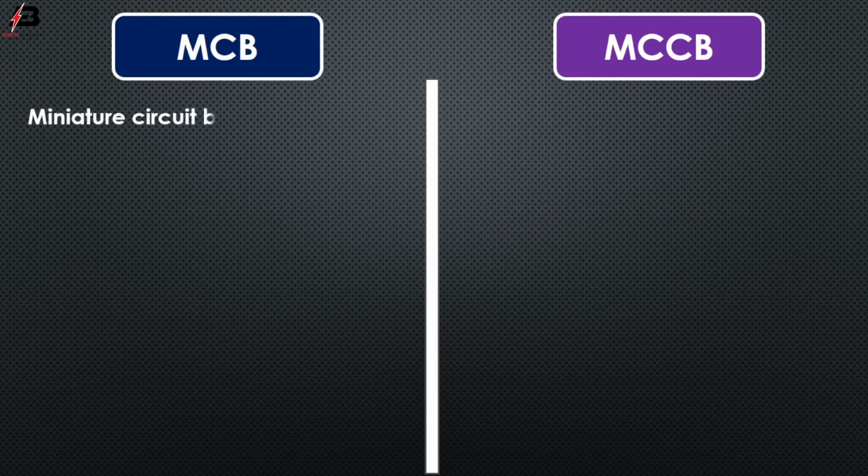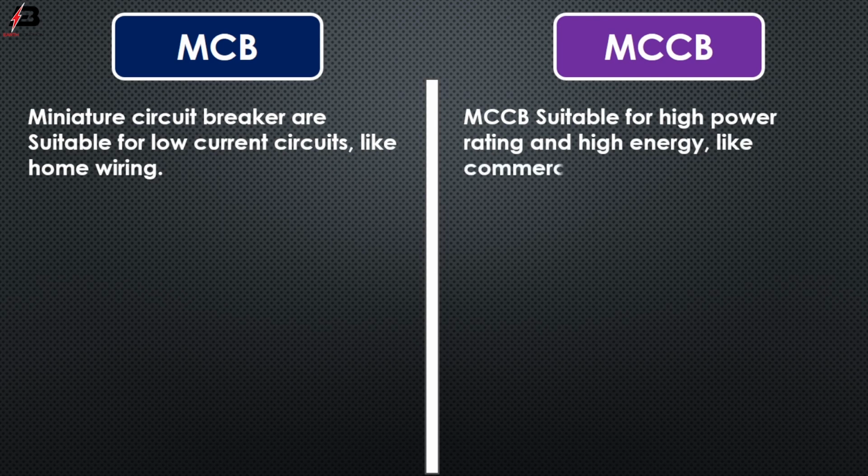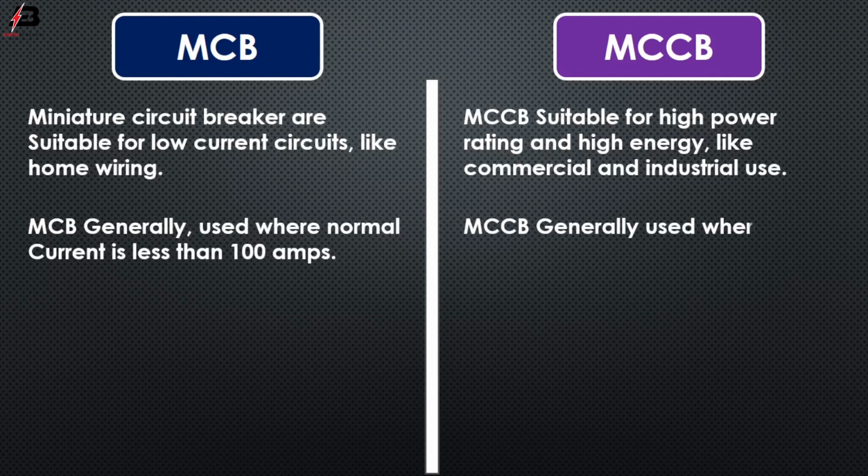Miniature circuit breakers are suitable for low current circuits like home wiring. MCCB is suitable for high power rating and high energy use, like commercial and industrial use. MCB is generally used where normal current is less than 100 amperes. MCCB is generally used where normal current is more than 100 amperes.